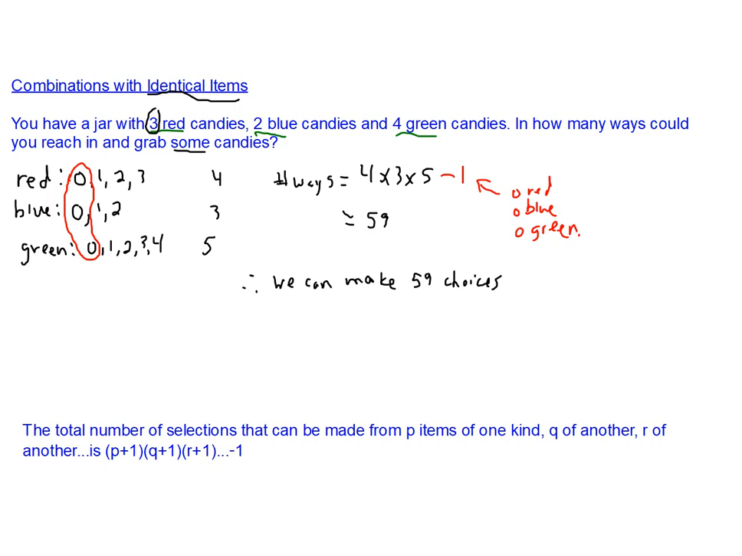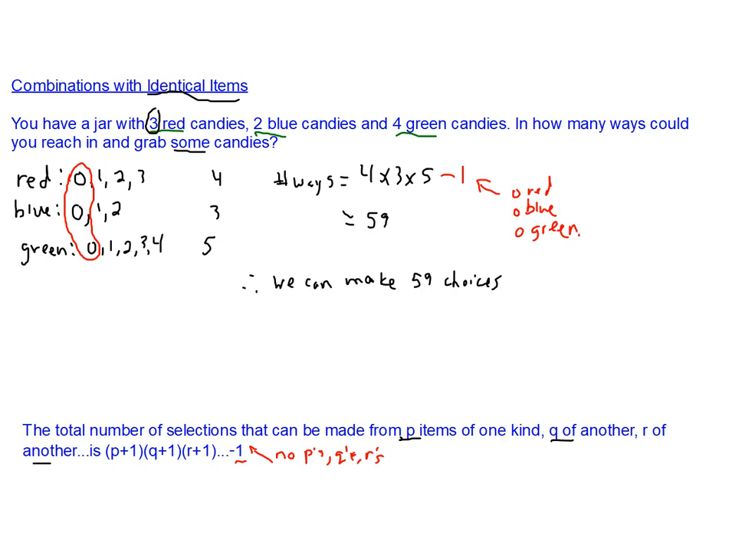At the bottom of the page here is basically a summary. If we have the total number of selections, if we have P items of one kind, Q of another, and R of another, and so on, it is (P plus 1) times (Q plus 1) times (R plus 1), minus 1. Again, that minus 1 is to eliminate the set where there is no selection. So this would be no P's, Q's, R's, etc. So we take away that empty set that has nothing in it.